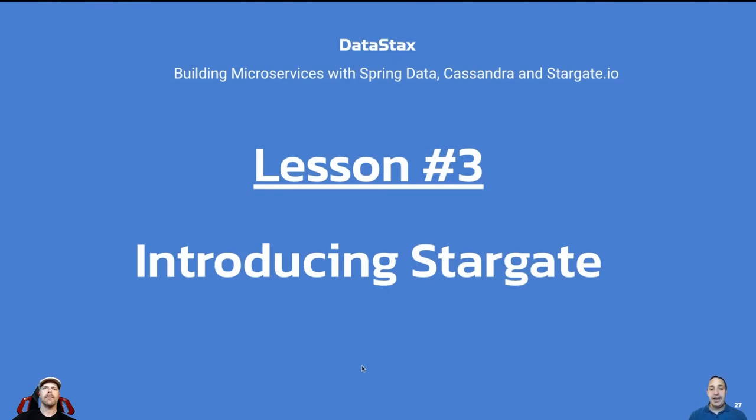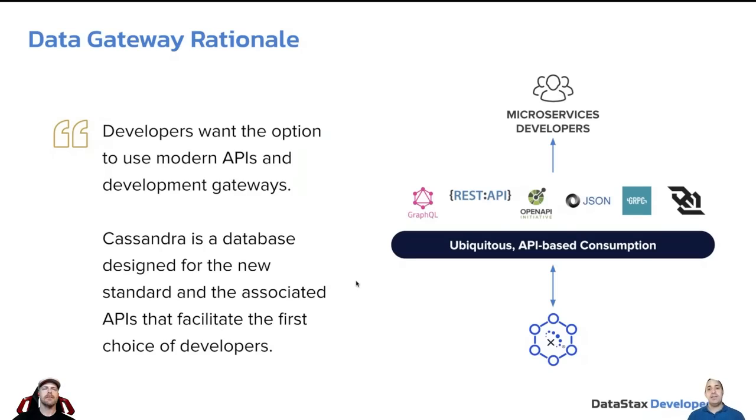Hey, hello again. Let's start now lesson number 3, introducing Stargate, the product this time, not the demo. So Stargate is a data gateway on top of the database. A data gateway will introduce some decoupling between the database and the way to interact with data. So we want the developer to be able to use the APIs they like to interact with the data.